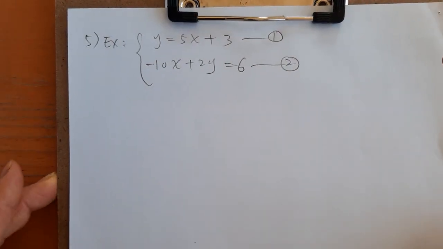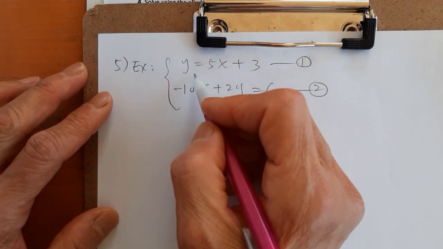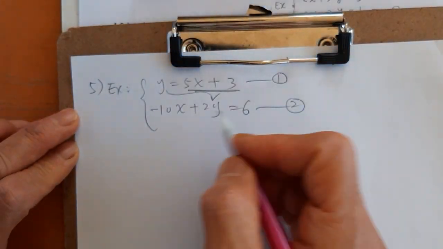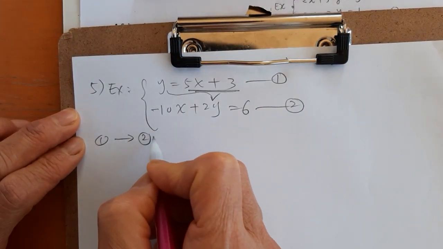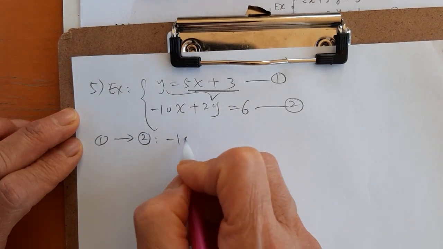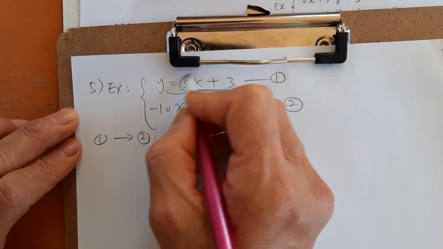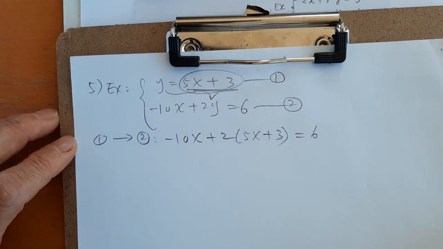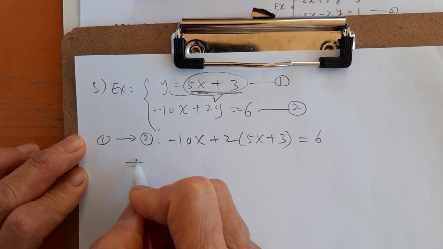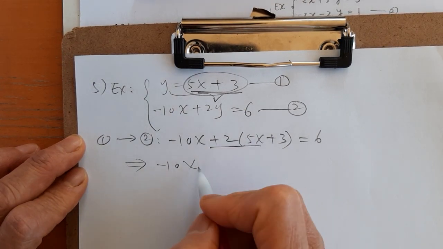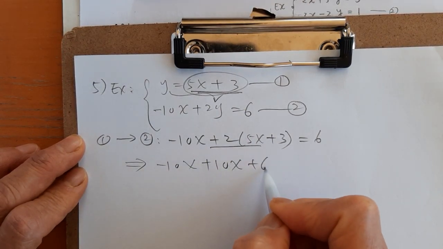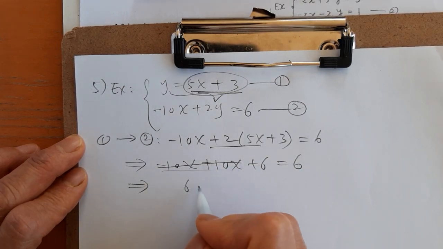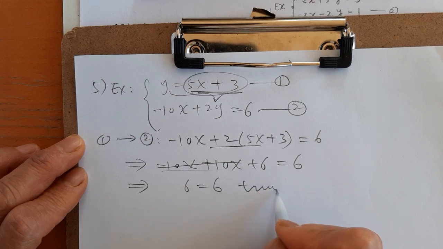So you can do it by substitution method. This y, put it in 5x plus 3, put it in y. So like first equation, put it into the second equation. So it's negative 10x plus 2 times y, y substituted by 5x plus 3 equals 6. Then simplify it. Get negative 10x plus 10x plus 6 equals 6. And this is 0. Add together 0. So 6 equals 6. Always true.